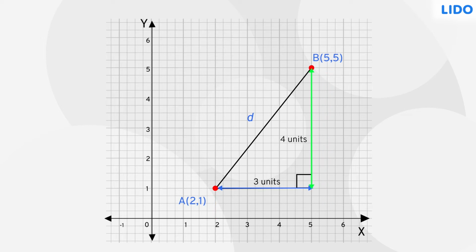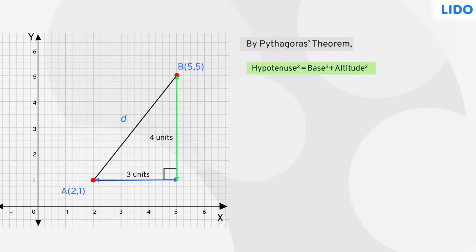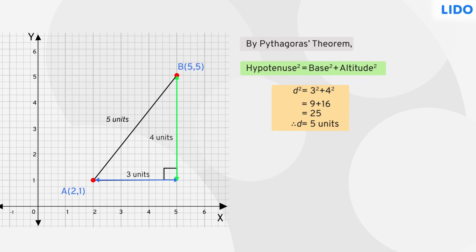Now we have the height and the base of the triangle with distance d as the hypotenuse. Is it possible to find the hypotenuse of a right-angled triangle when we know its base and altitude? Yes, it is. As per the Pythagoras theorem, hypotenuse squared equals base squared plus altitude squared. Therefore, d squared equals 3 squared plus 4 squared. Therefore, d equals 5 units.